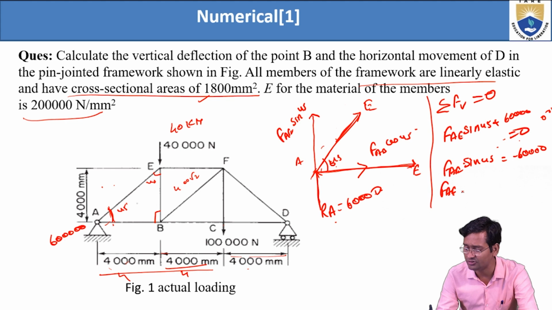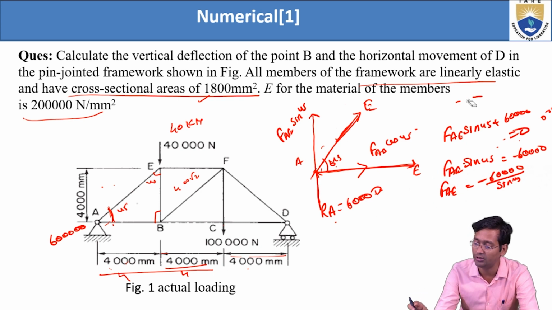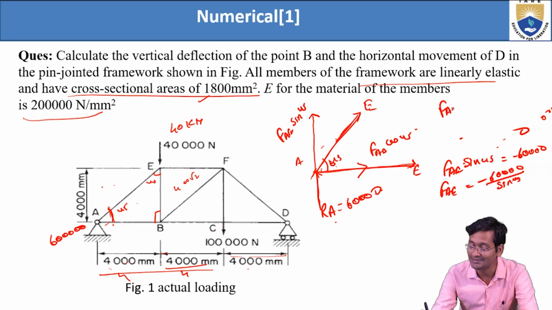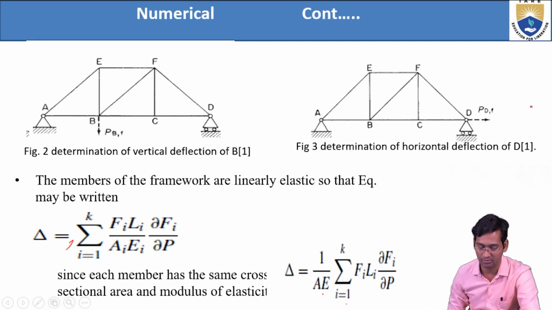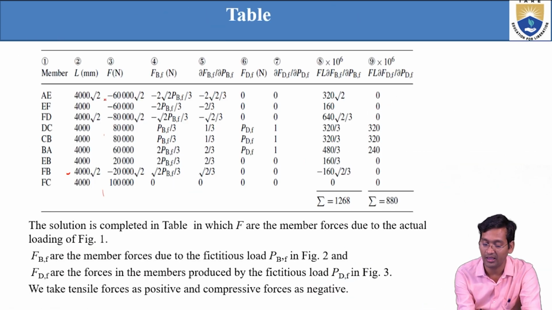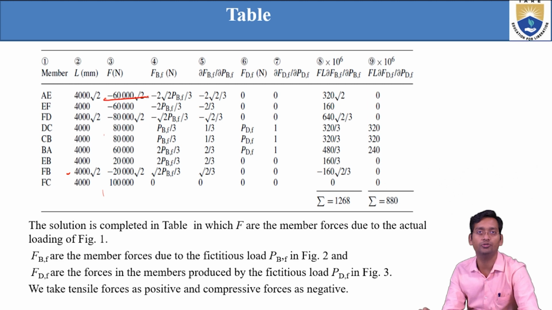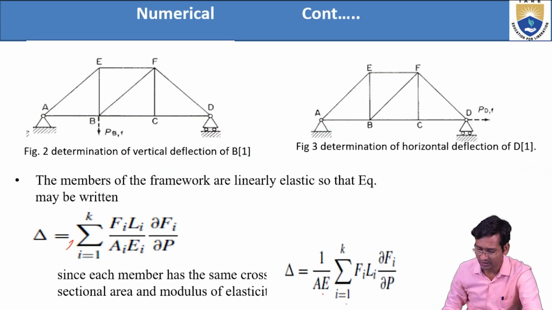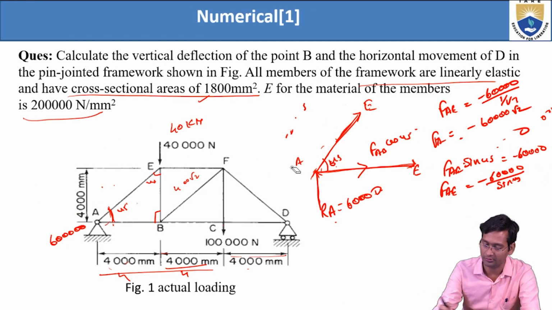So F AE is what? Minus 60,000 divided by sine 45. What is sine 45? 1 by root 2. So after putting that here, what will we get? F AE equals minus 60,000 divided by 1 by root 2. That will give you what? F AE as minus 60,000 root 2. Now check the table. F AE minus 60,000 root 2. Okay.